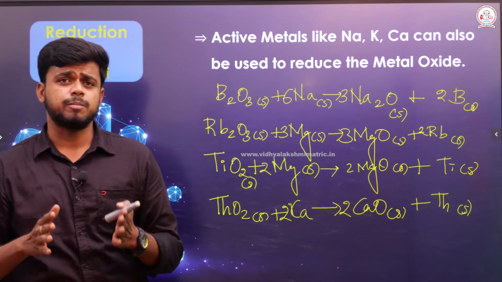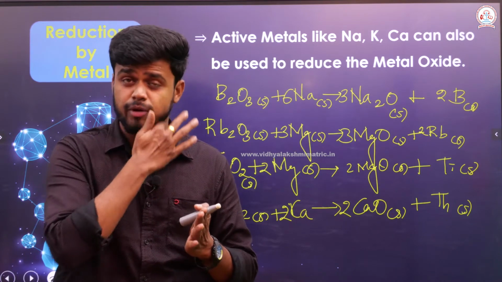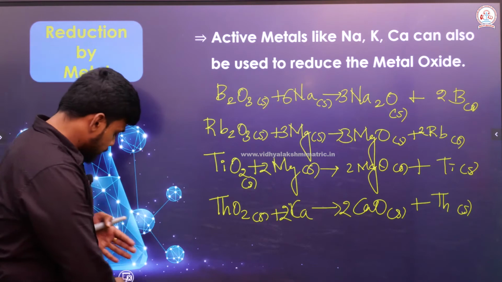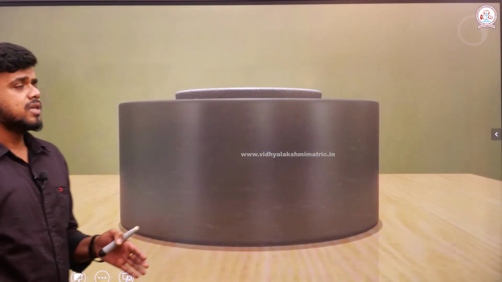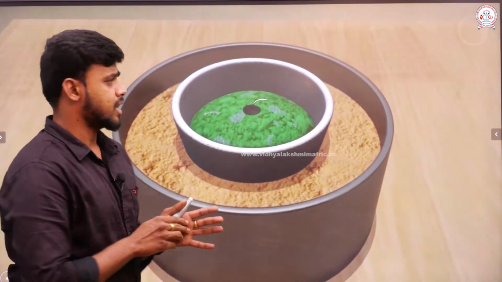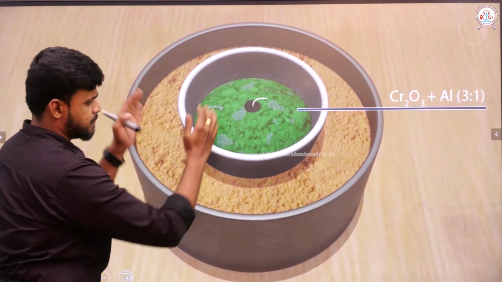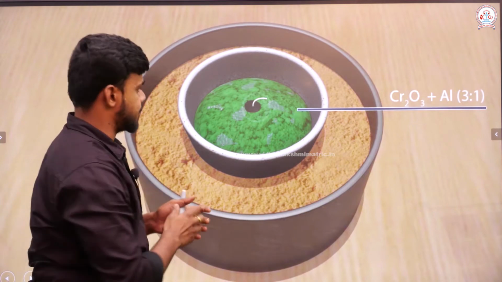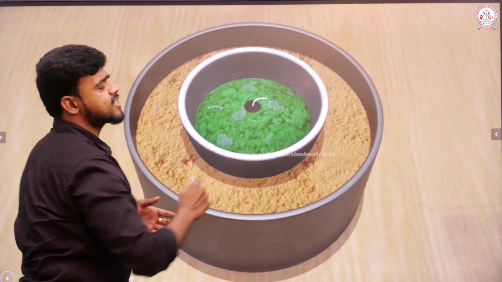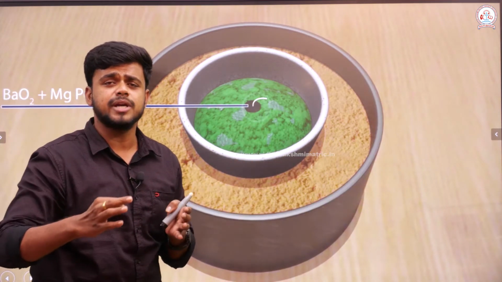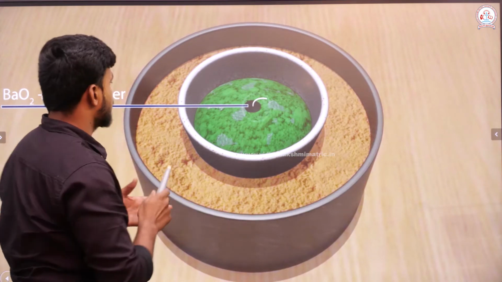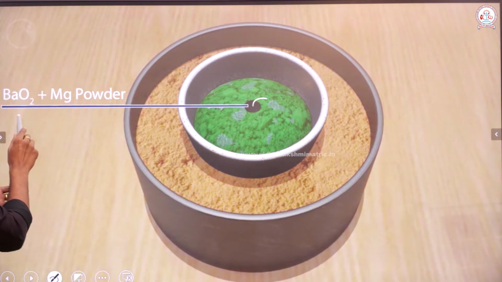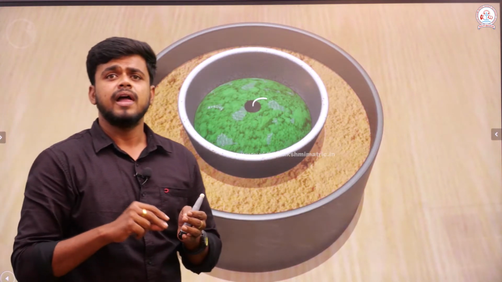The aluminothermic process that we have witnessed with the help of theory, you are going to see right now experimentally. Right. See, this is a fire clay crucible, which is placed in the sand, because that sand will prevent the loss of heat. Here, the one which is green is a mixture of chromic oxide and aluminium, which is taken in the ratio of 1:3. Here, the one which is black spotted contains barium peroxide and magnesium powder.